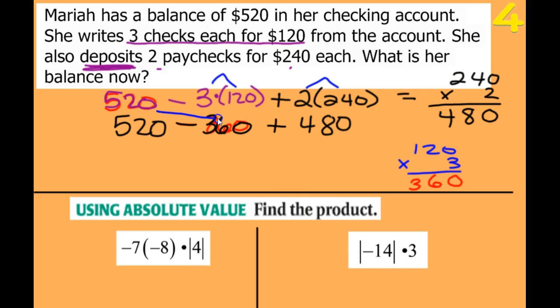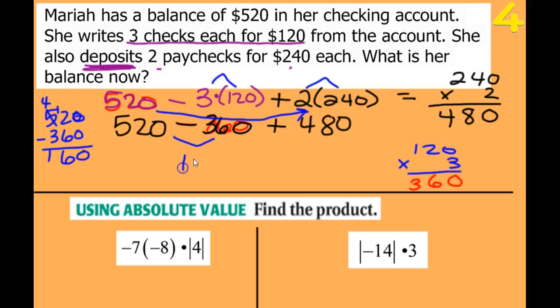So let's simplify it. We're going to work our way from left to right. 520 minus 360. 0 minus 0 is 0. Can't do 2 minus 6, so I'm going to borrow from the 5. It means we make it a 4 and add 10 to the next one. So we have 12 minus 6, which is 6. And 4 minus 3 is 1.